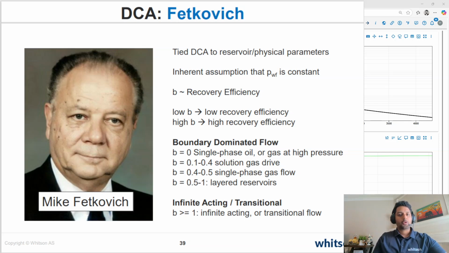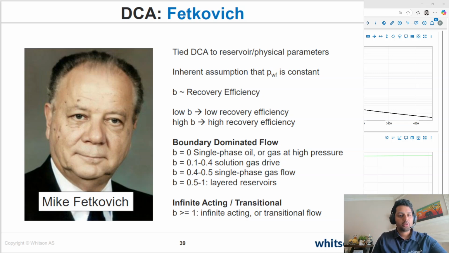Before I bring up the software, the Whitson Plus interface, let's talk about some work done by Mr. Fetkovich in the past. He tried to correlate the B factor, or the rate exponent from the Arps equation, to the kind of flow regimes within the reservoir. What he saw was if the B factor is greater than or equal to 1, then it's more of an approximation of an infinite acting or transitional flow regime, which can be approximated to a linear flow within hydraulic fracture reservoirs.